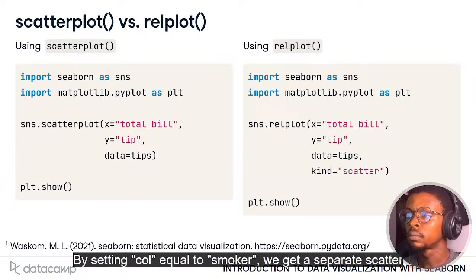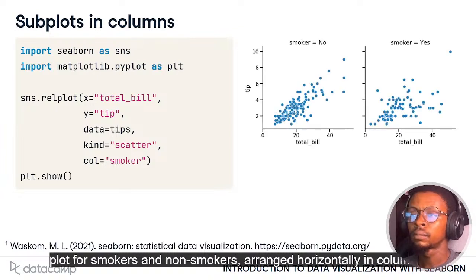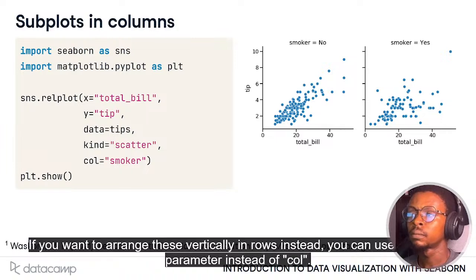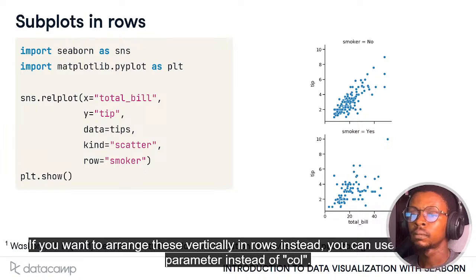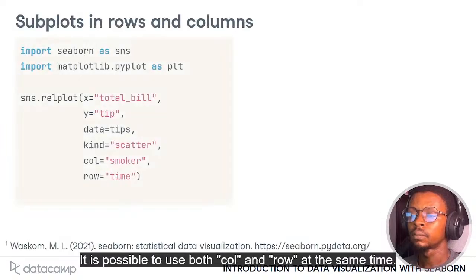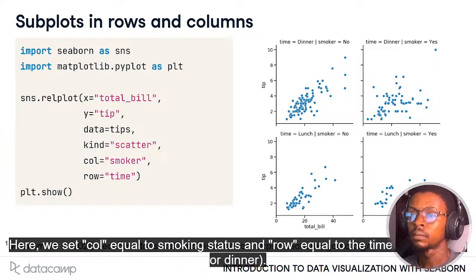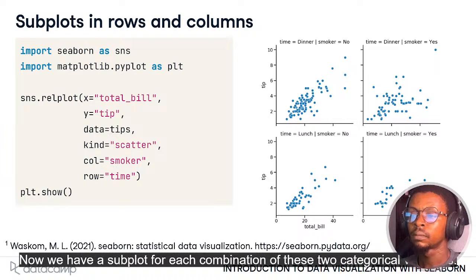By setting col equal to smoker, we get a separate scatter plot for smokers and non-smokers, arranged horizontally in columns. If you want to arrange these vertically in rows instead, you can use the row parameter instead of col. It is possible to use both col and row at the same time. Here we set col equal to smoking status and row equal to the time of day, lunch or dinner. Now we have a subplot for each combination of these two categorical variables.